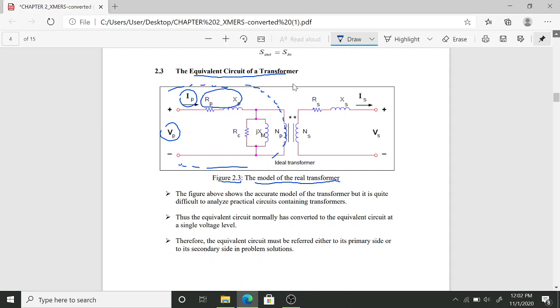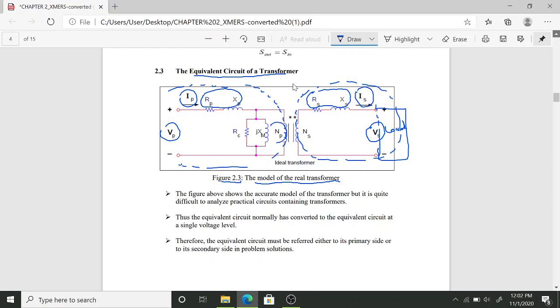parameter for the primary. And what we have here is the RC and XM, which is the magnetizing parameter, and this is the secondary part of the transformer, which this side will be connected to the load. Alright. So what we have here is the secondary voltage, and then we have the secondary current, and we have the equivalent parameter for the secondary.